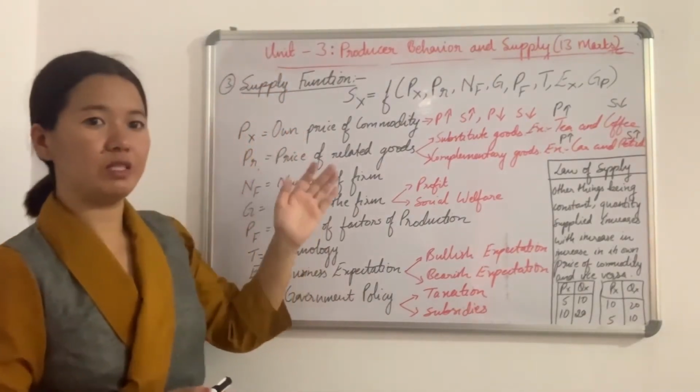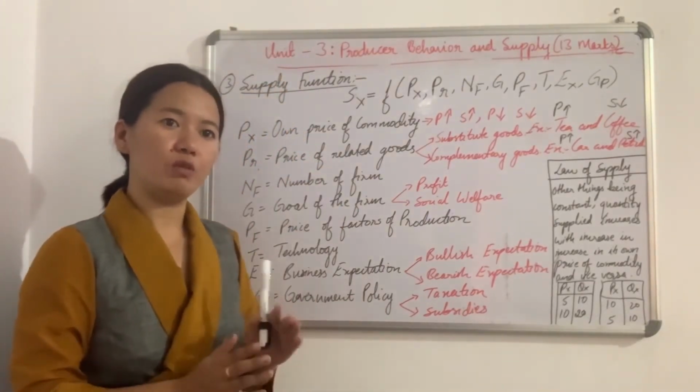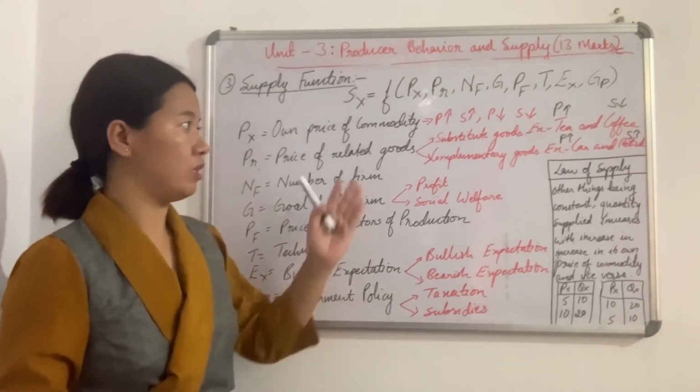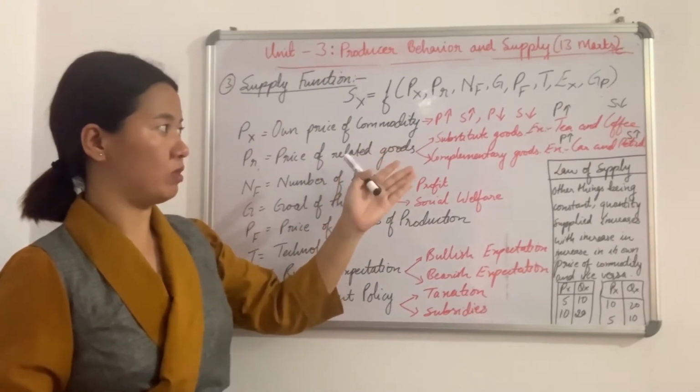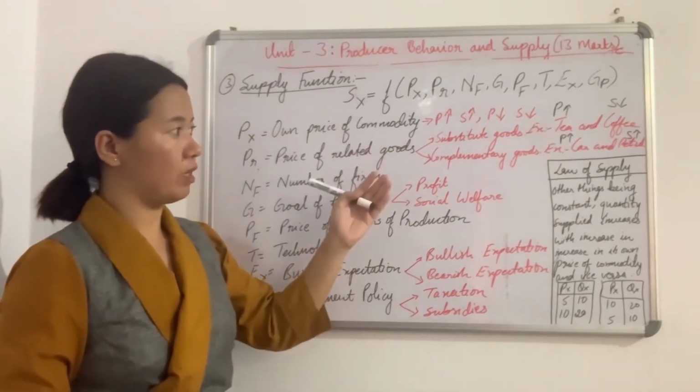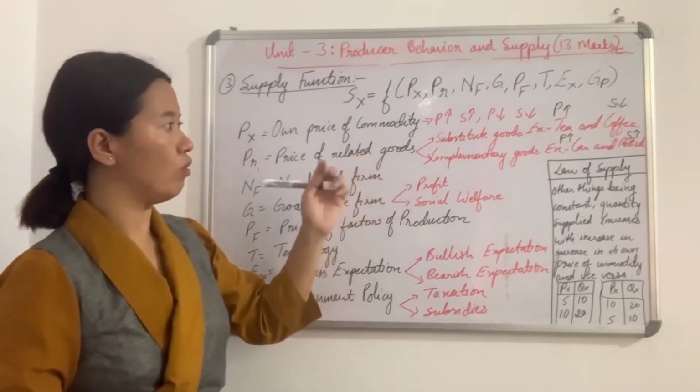So in the price of related goods, the supply of one good depends upon the price of the other goods. As we have studied in substitute goods and complementary goods, how the price of tea affects supply of coffee and how the price of car affects supply of petrol.